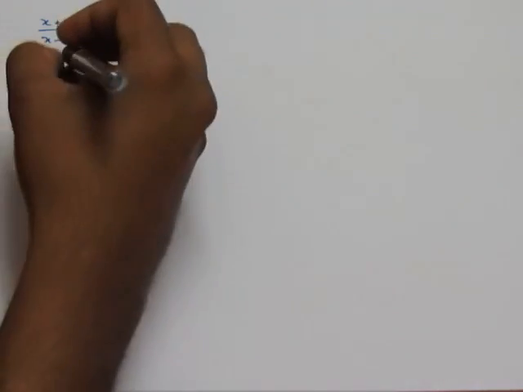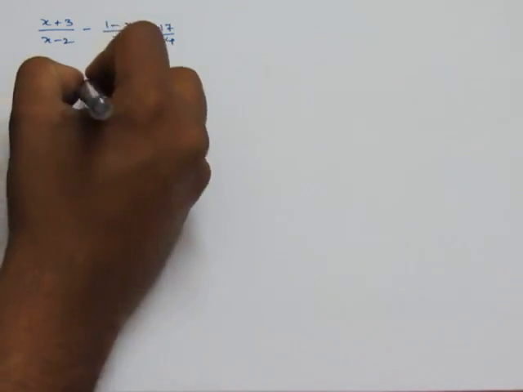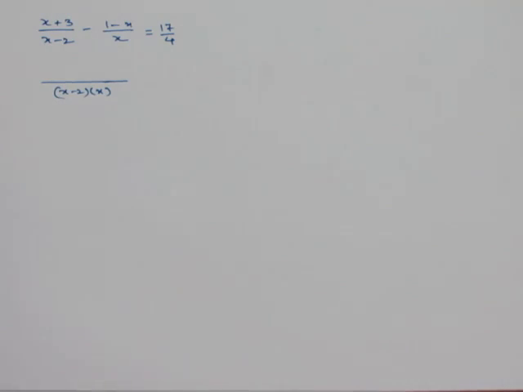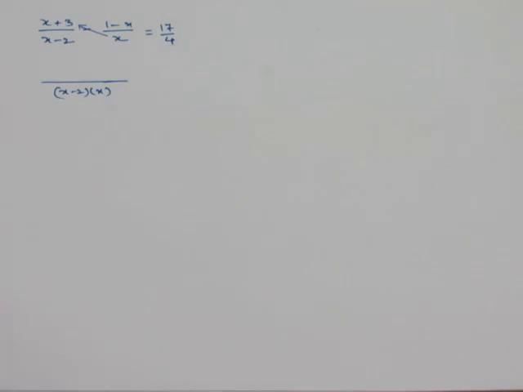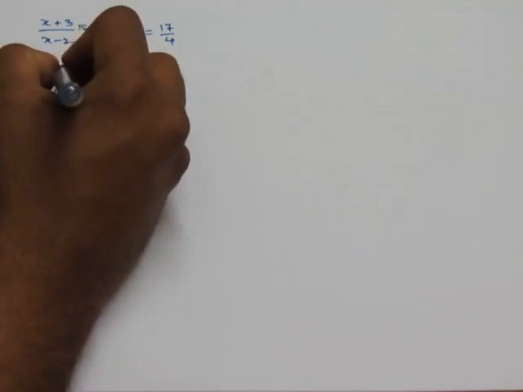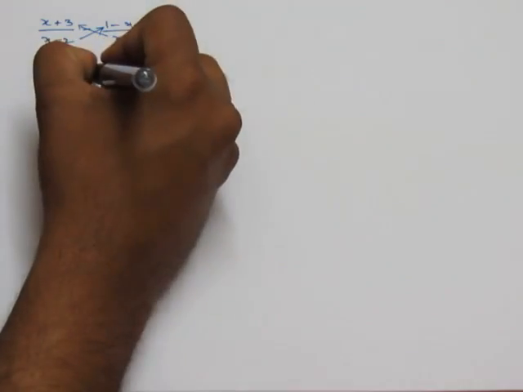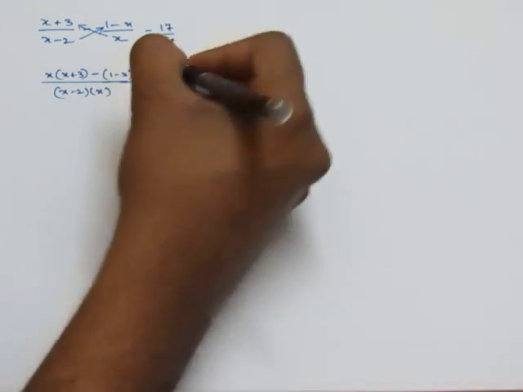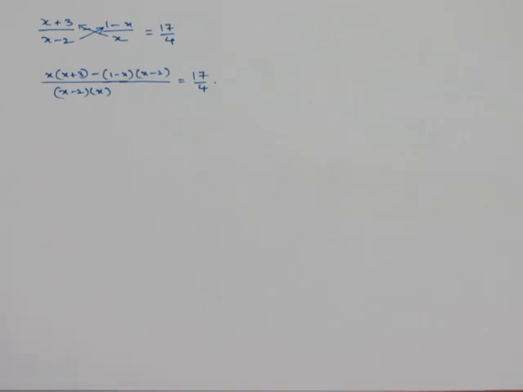So after taking the LCM, what do I get? (x - 2) into x in the denominator. This x gets multiplied with this x + 3, so here I get x into (x + 3). This x - 2 gets multiplied with 1 - x, so I get minus (1 - x) into (x - 2). And in the RHS I have 17 by 4.